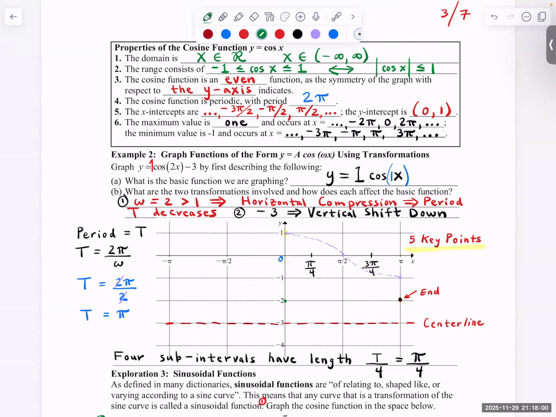So we want to show 5 key points where the graph is falling. And let's also show the 4 subintervals. 4 subintervals have length of the period T, which is pi, divided by 4. So that means that the 5 key points will occur at angles of pi over 4, 2 pi over 4, 3 pi over 4, and 4/4 pi.